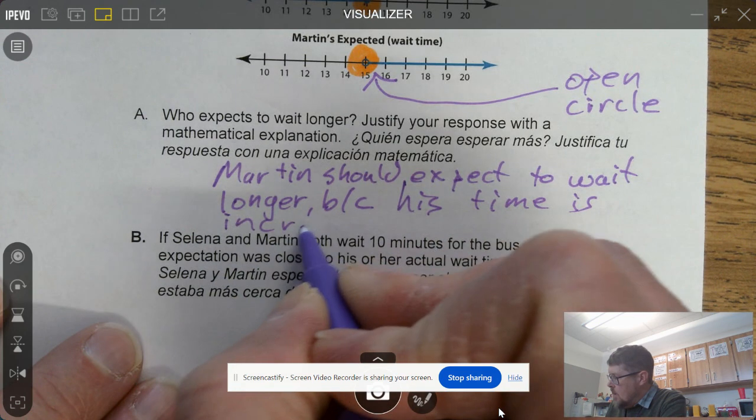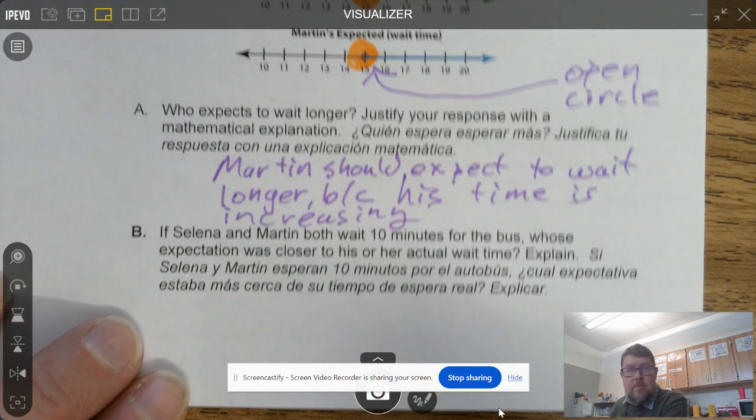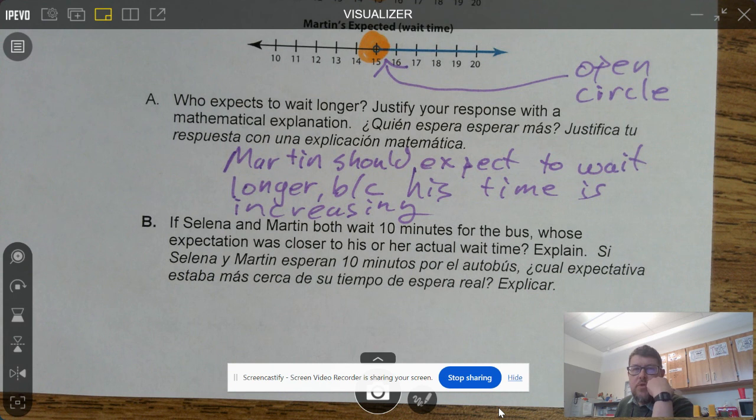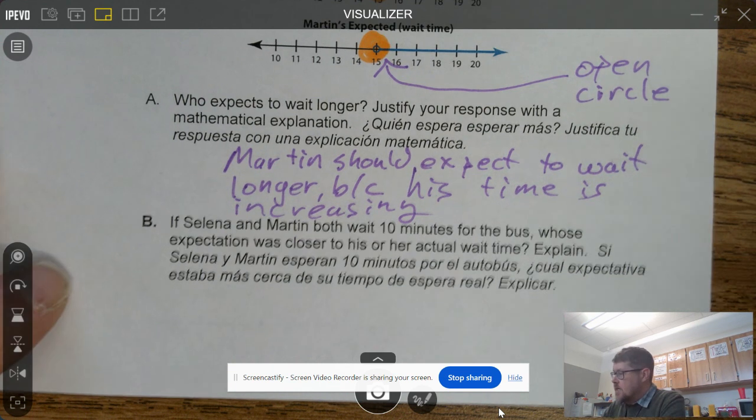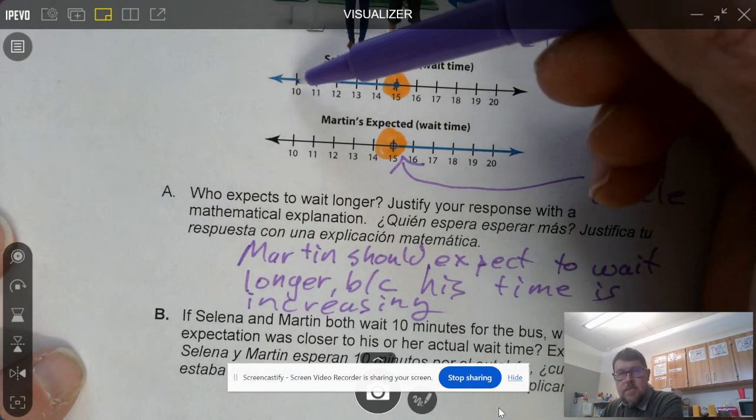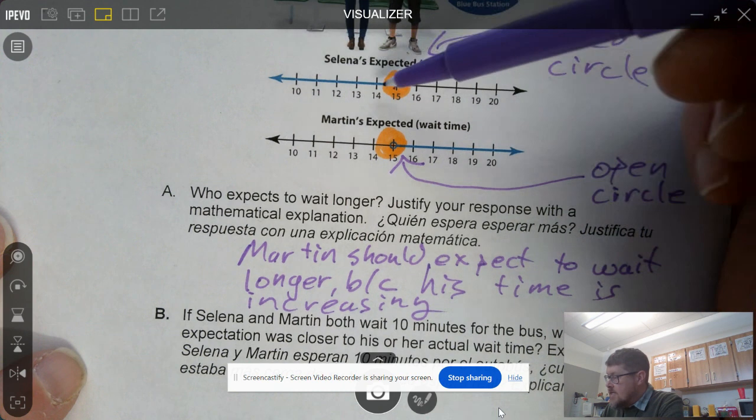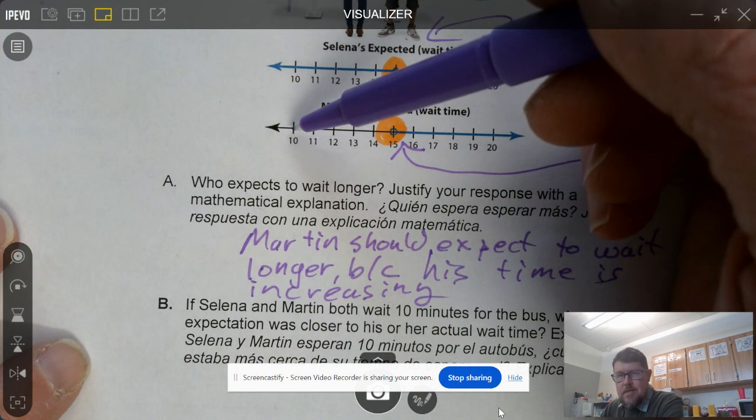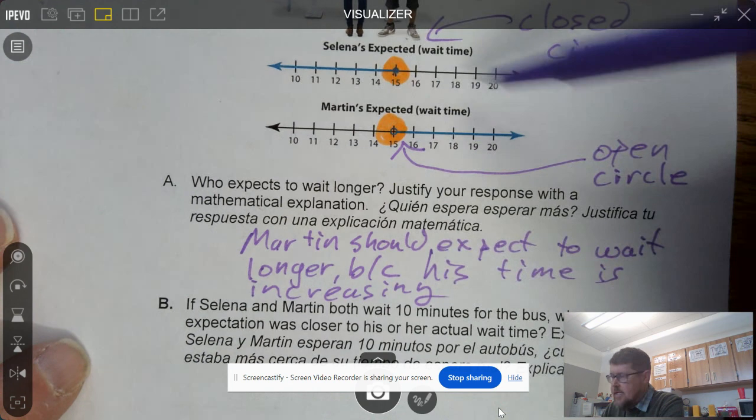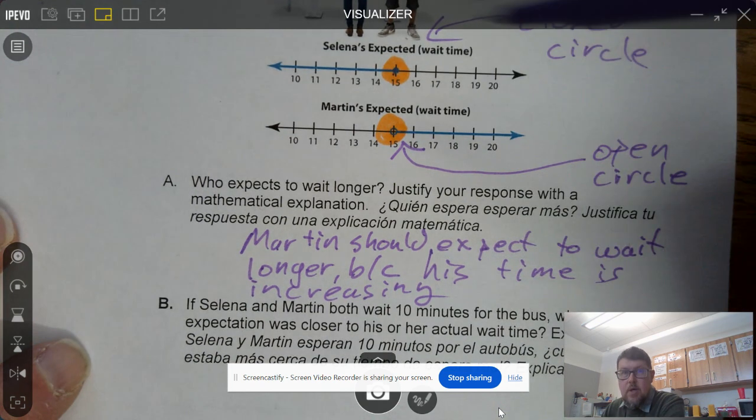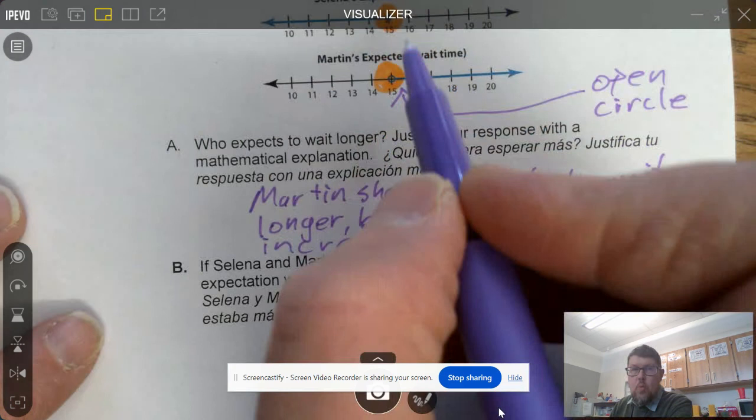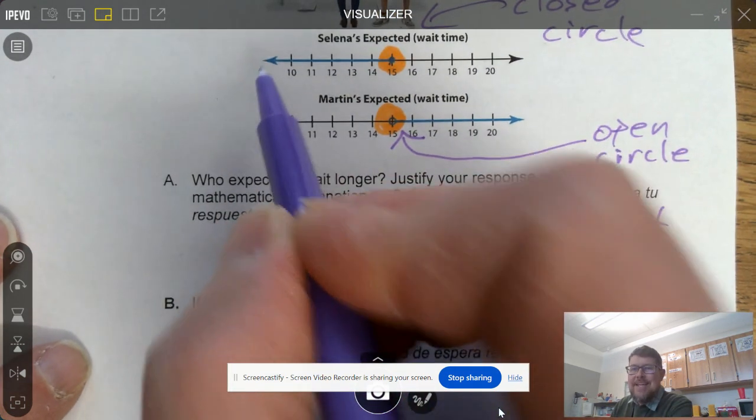And then the next one. If Selena and Martine both waited 10 minutes for the bus, whose expectation was closer to his or her actual wait time? So we take a look here. Selena's is 10 right here. This line includes that 10, but when we look at Martine's, 10 is not included on his line. His is everything bigger than 15. So that 10 minutes is actually closer to hers because her number line includes that 10 and his does not.